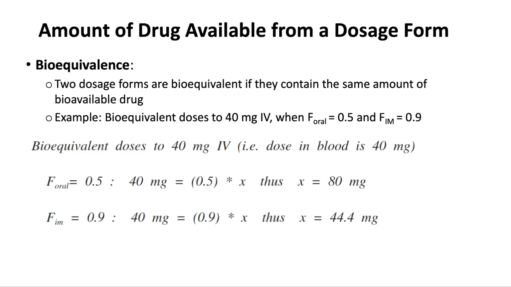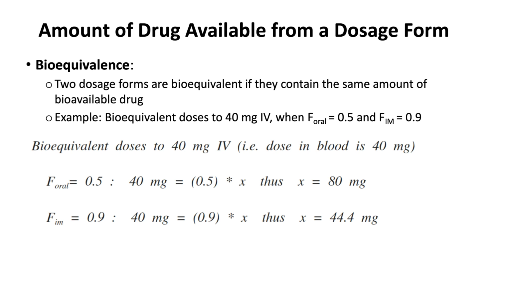So let's determine bioequivalent doses. All right. We'll use the same formula that we did before. That is that the dose in the blood is equal to the F factor times the dose administered. But in these questions, we're reversing what we know. What we know now is the dose in the blood that we want. We want the dose in the blood to be 40 milligrams. So the question is, how much dose do I actually have to administer?